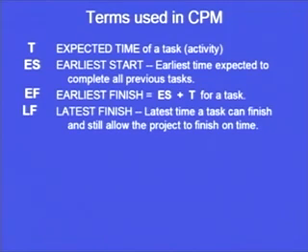Similarly, latest finish. So, the latest time a task can finish and still allow the project to finish on time. So, this latest finish will give us that if suppose there is a last activity which requires 5 days for completion and the total project length is 24 days. So, last activity requires 5 days. So, what is the latest finish time for the predecessor activity for this? If the project has to be completed on time. Now, the project has to be completed in 24 days.